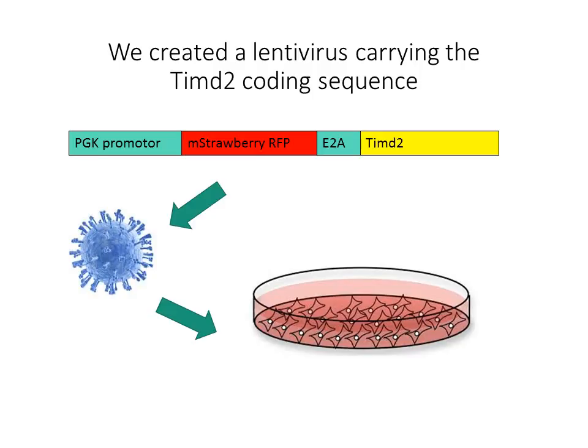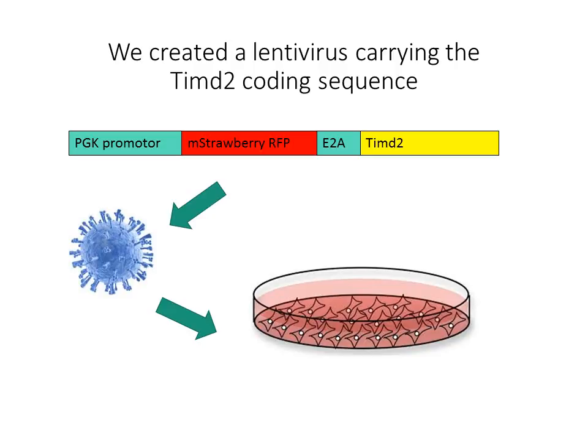So the first thing we did was to create a lentiviral vector carrying the Timd2 coding sequence. And we co-expressed Timd2 with mStrawberry, which is a red fluorescent protein. And we achieved co-expression by putting an E2A sequence between the coding sequences for mStrawberry and Timd2. So that ensures co-expression of the two proteins in nearly equimolar proportions. And we drove expression using the PGK promoter, which is a relatively strong promoter in mammalian cells.